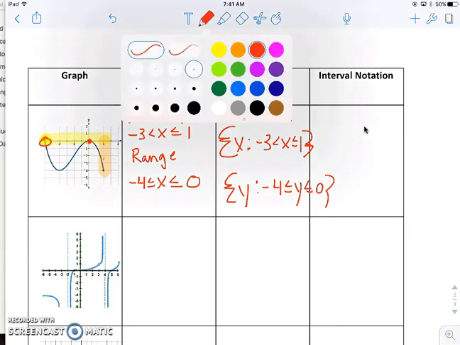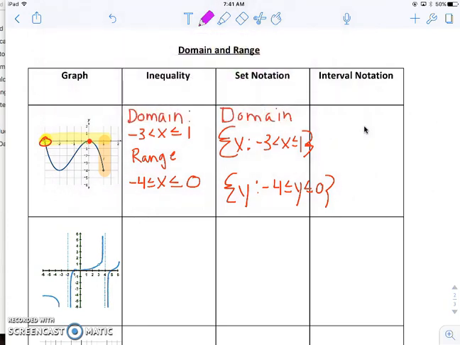So interval notation, this is probably the one that takes the longest to get used to. Interval notation uses parentheses and brackets. Parentheses match up with the less than, greater than. Brackets, less than or equal to, greater than or equal to symbols.